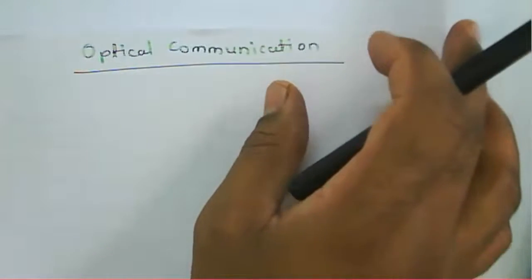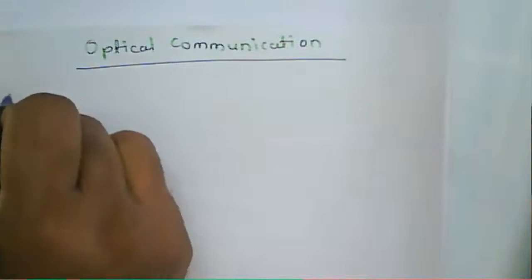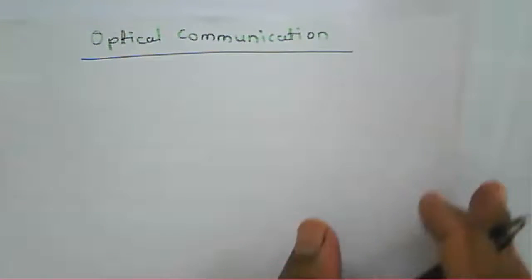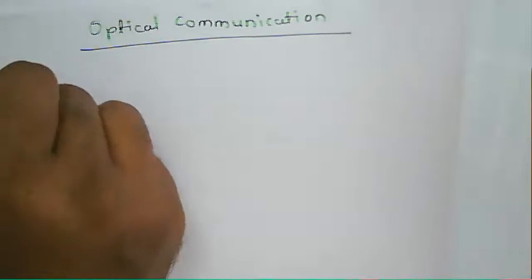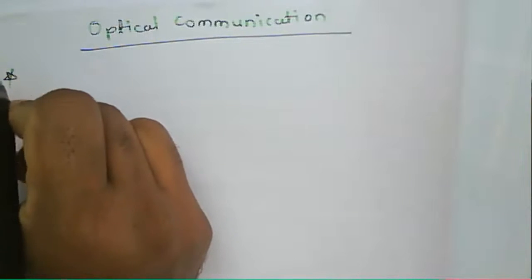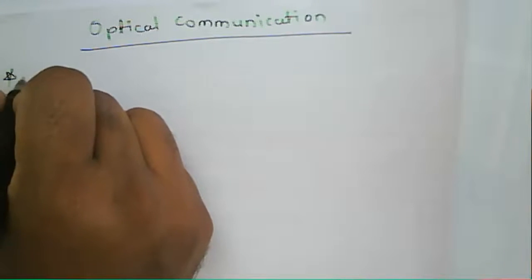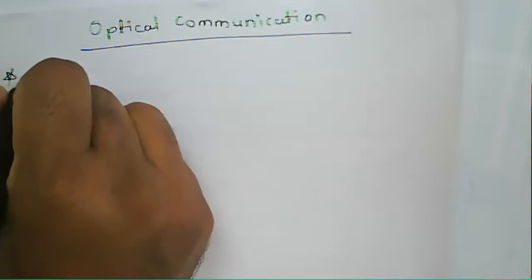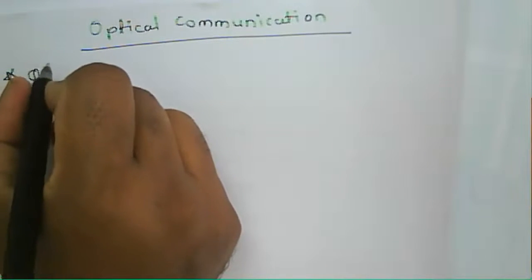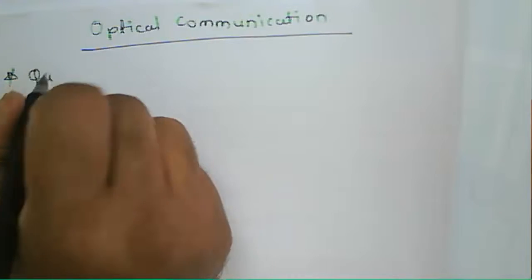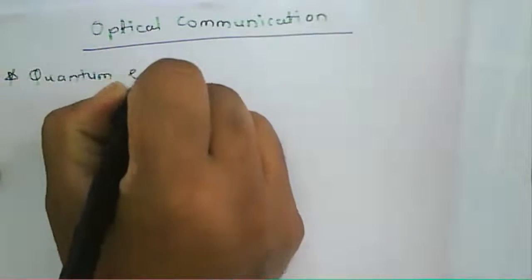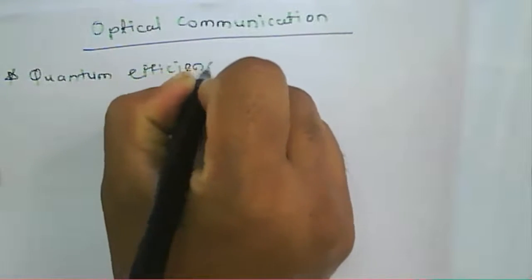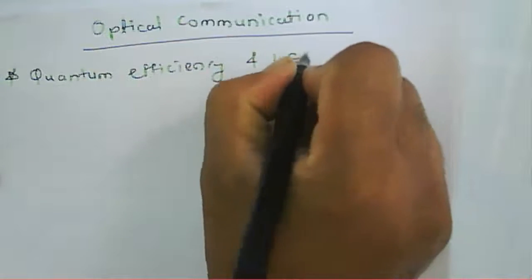Today we will learn about quantum efficiency and LED power. As we have seen in the last lecture about a light emitting diode and its spectral pattern, now how is this spectral pattern obtained through this particular material? That's why we need to learn about the efficiency and power there. So we learn here quantum efficiency and LED power.